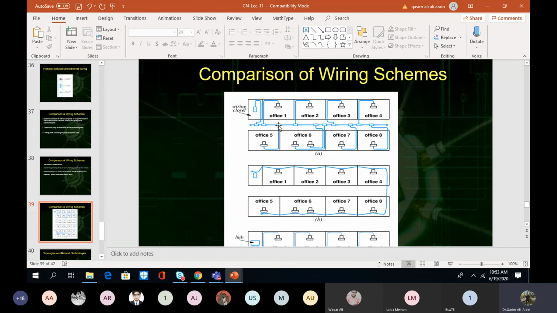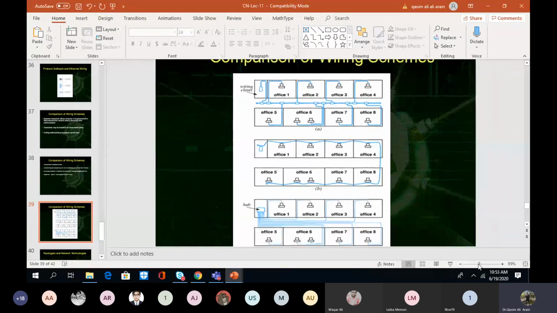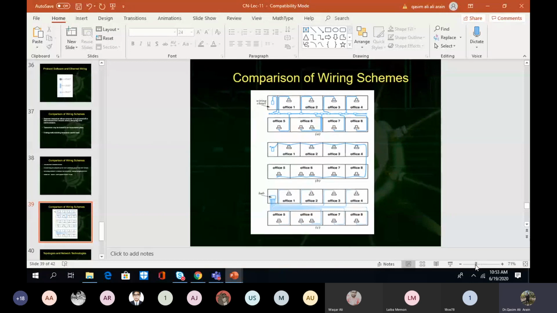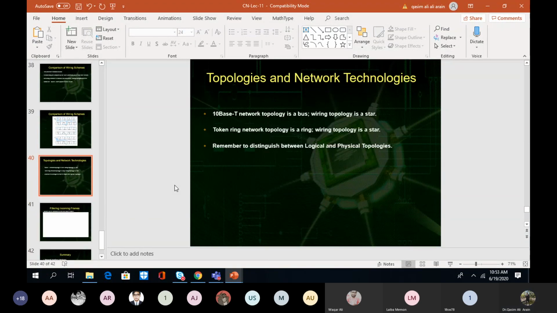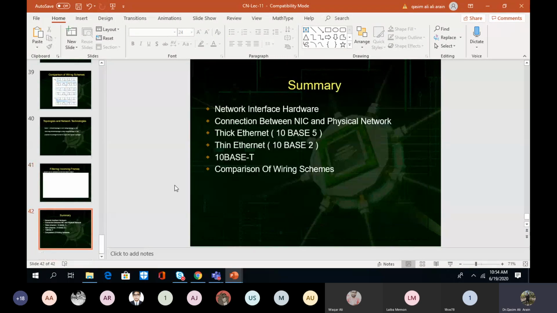The smaller rectangles are shown as transceivers, and you have the network interface card, and they are connected with the transceivers, and transceivers are going to translate your data from digital to analog and analog to digital, right? So hopefully that is clear to you guys. Then you have the topologies and network technologies I have discussed with you, and this is a summary.